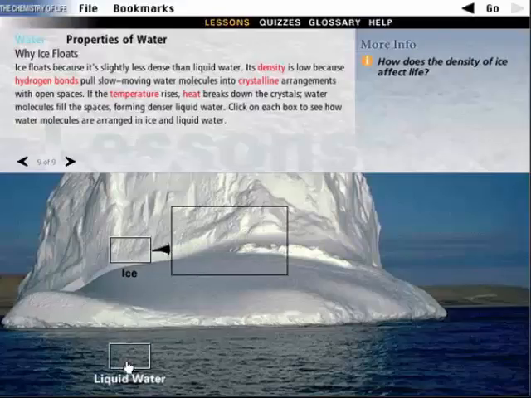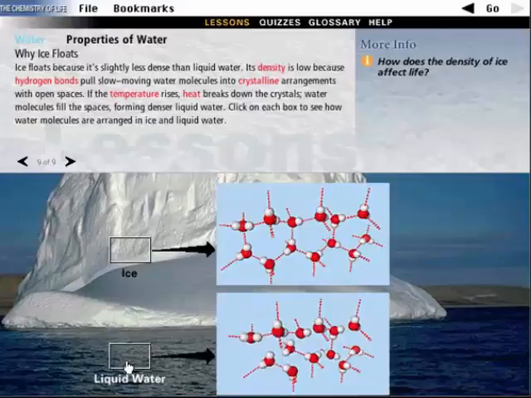Let's go ahead and zoom in on ice and zoom in on water. So if you notice, sure enough, liquid is more compact than our ice. Ice is less dense.